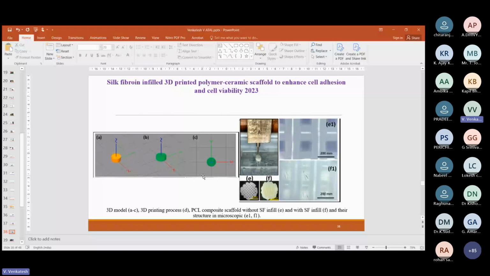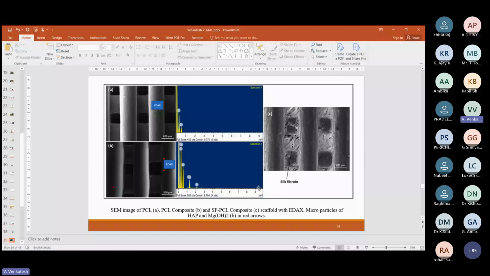We followed the same procedure to fabricate the bone scaffolds, and here we fabricated 3 different varieties. One is pure polycaprolactone, and the second is a combination of polycaprolactone, hydroxyapatite, and magnesium oxide. The third is a combination of again polycaprolactone, hydroxyapatite, magnesium oxide, and silk fiber. And we started to compare.